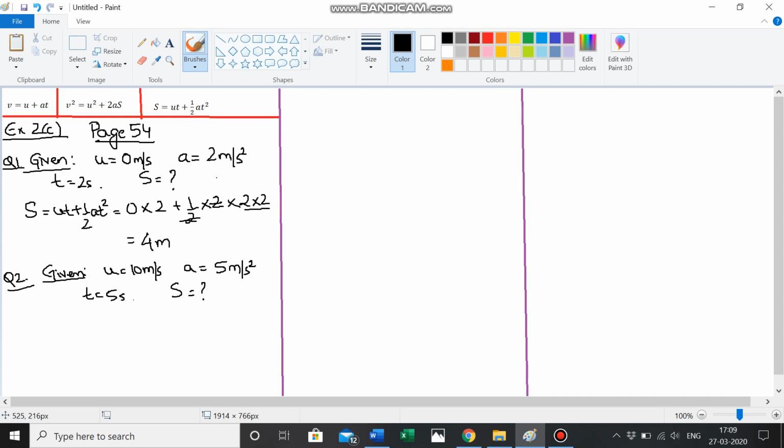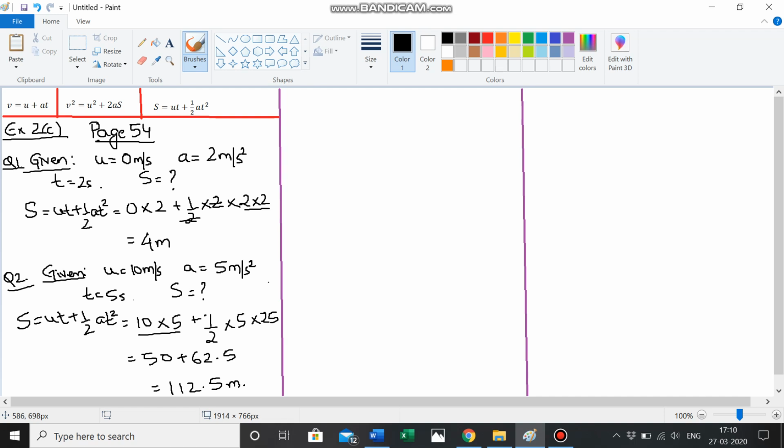Exactly the same as this. We will apply the same formula. S is equal to UT plus half AT square, which means U is 10 multiplied with time, which is 5, plus half into A, which is 5, into time square, which is 5 square, 25. So this is 50 plus 125 upon 2, which is 62.5. 62.5 plus 50 is 112.5 meter. Let's move on.